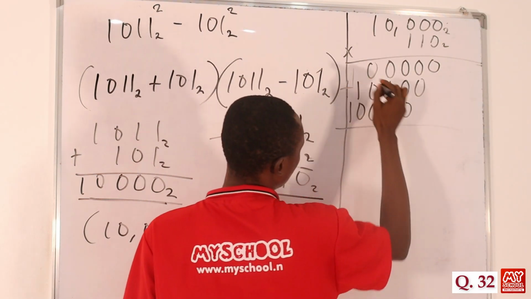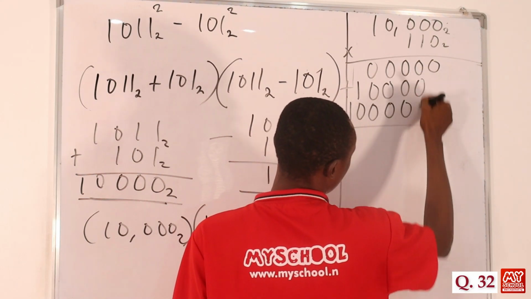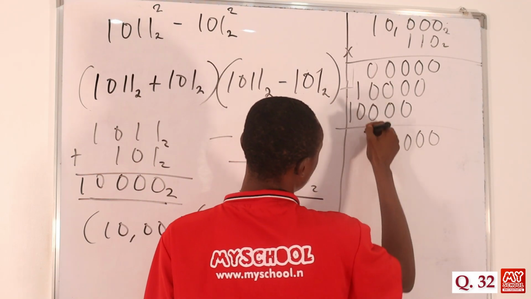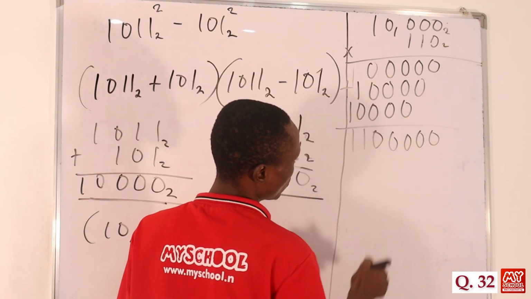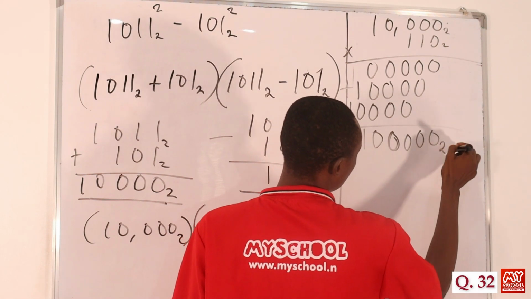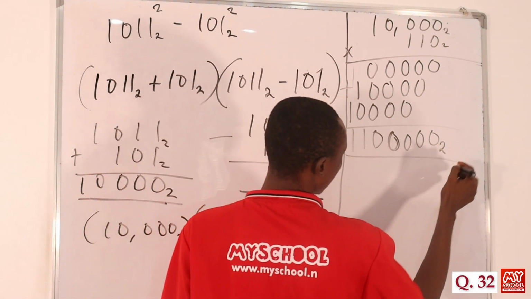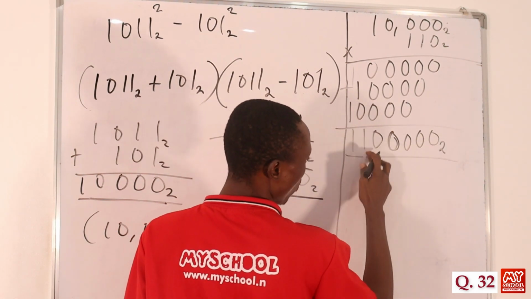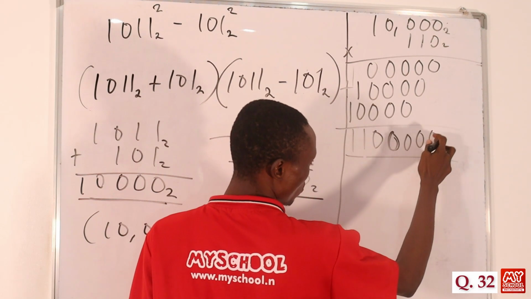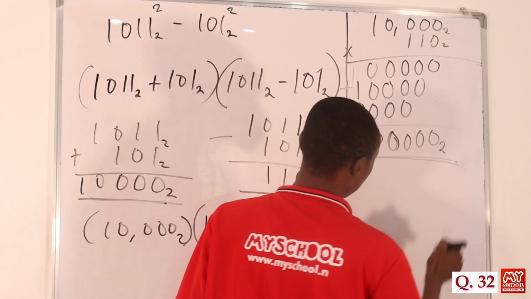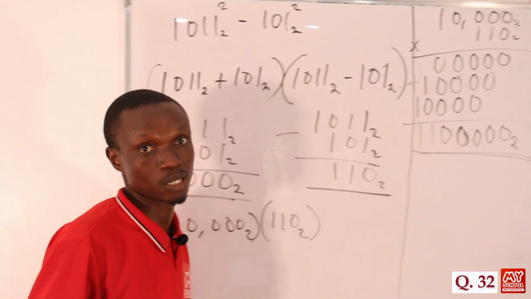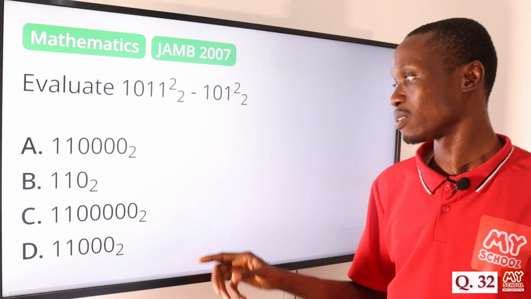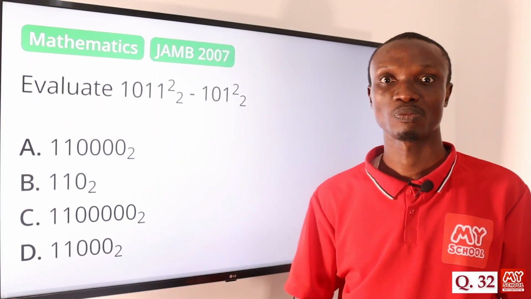Here we just add to get our final answer. So 0 comes down, another 0 comes down, this comes down, this comes down, this comes down. Here we'll be having 1, and here we'll be having 11. Everything is in base 2. So this is our final answer, 110000, all in base 2. Let's move over to the screen to pick the correct answer to this question. That is option C, 110000 in base 2.